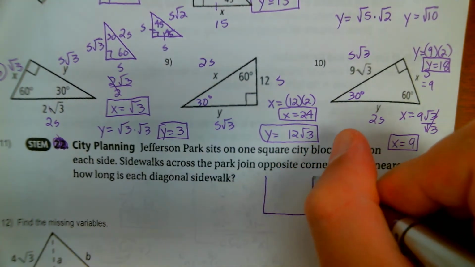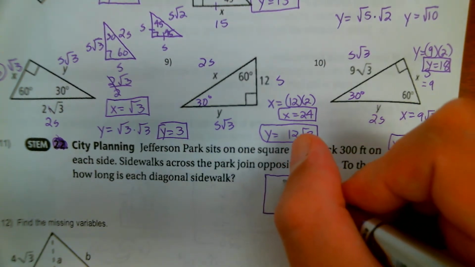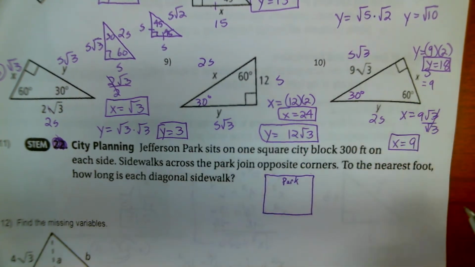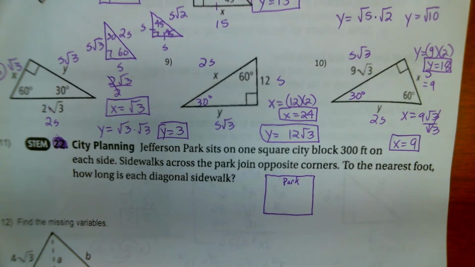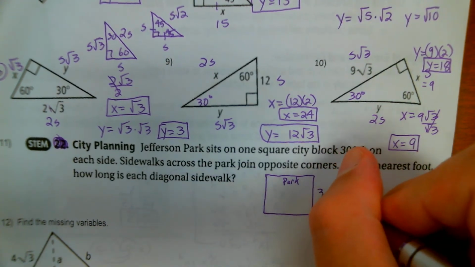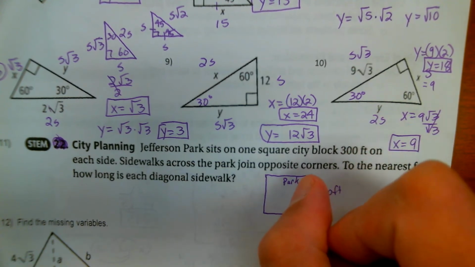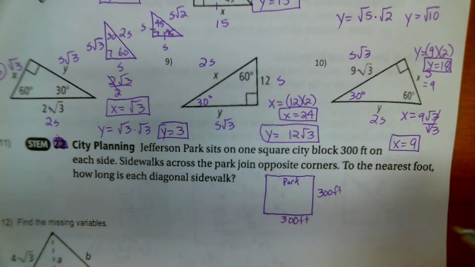Park sits on a square. Okay. So here's our park. It says 300 feet on each side. 300 feet. Well, if it's a square, all the sides are the same, right? So this is 300 feet. This is 300 feet. 300 feet.